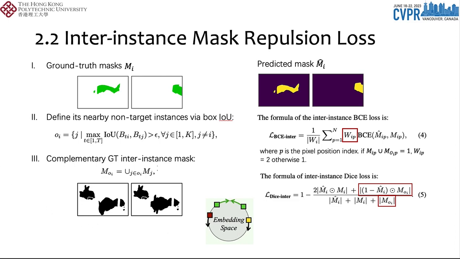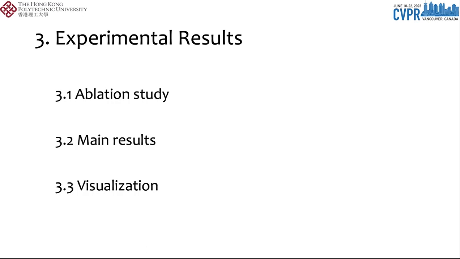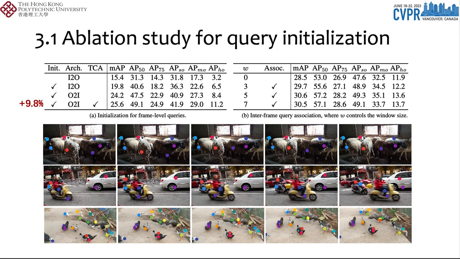Next, we test our proposed MDQE on the YTVIS21 and OVIS datasets. We explore the performance improvements brought by query initialization. The baseline SeqFormer achieves only 15.4% mask AP. After individually integrating query initialization, O2I, decoder architecture, and temporal cross-attention, the performance significantly increased to 25.6% mask AP. The bottom figure visualizes the query locations produced by our proposed initialization on the challenging videos.